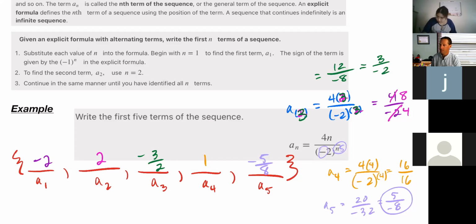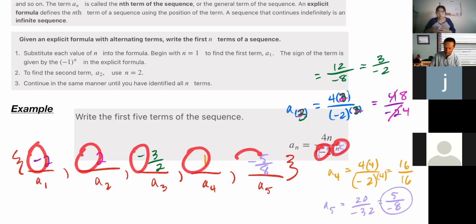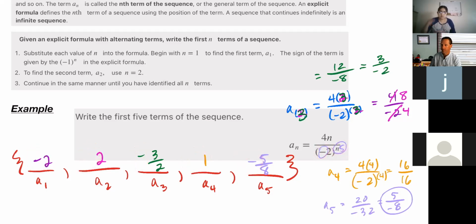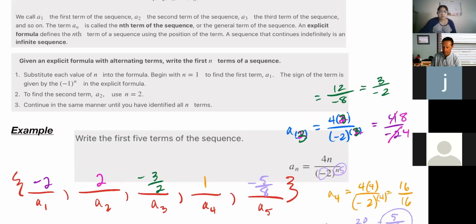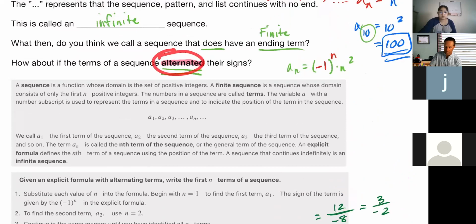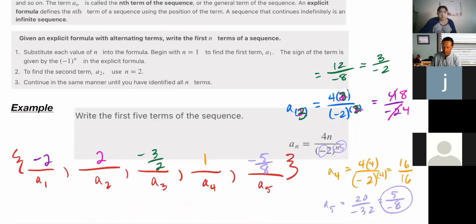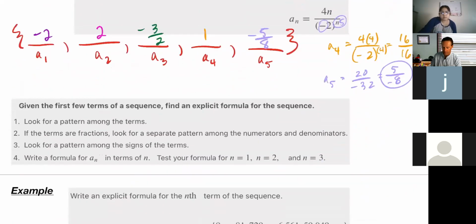Pretty ugly sequence, but I wanted to make sure that you guys saw how we got here. And notice when there is a negative raised to a power, what kind of sequence are we going to have? Alternating. Very good. An alternating sequence. All right.